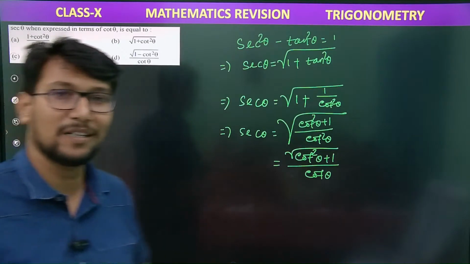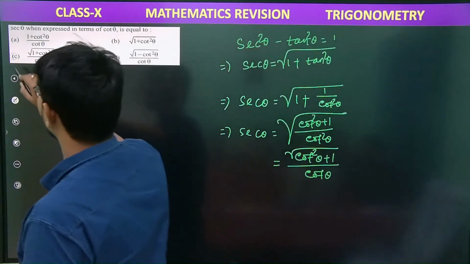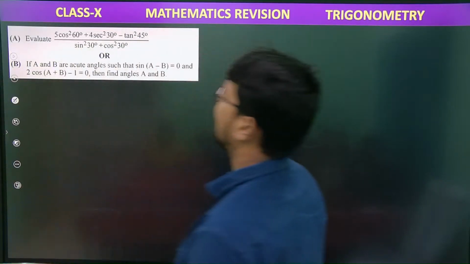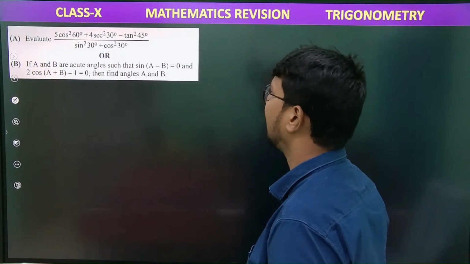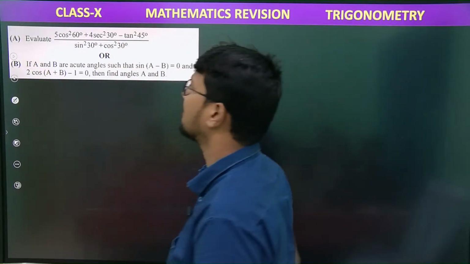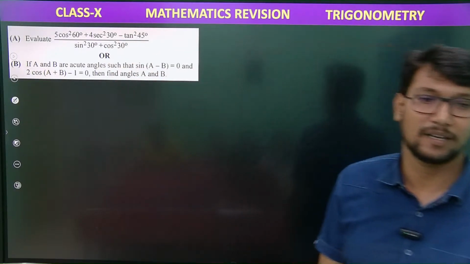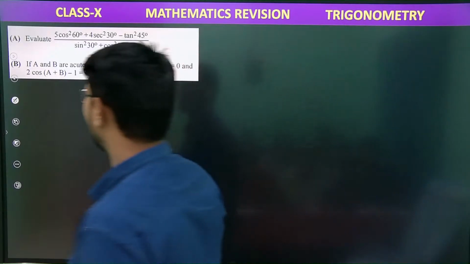Okay, everyone? Clear? Okay, chalo. Let us come to the next question. Evaluate (5 cos square 60 plus 4 sec square 30 minus tan square 45) whole divided by (sin square 30 plus cos square 30). Chalo, solve karo. What is the value? Tell me.